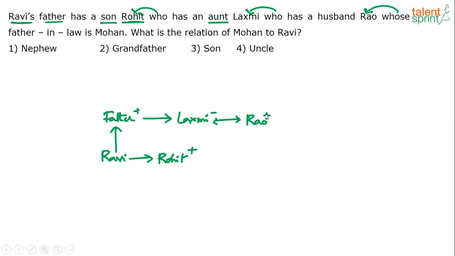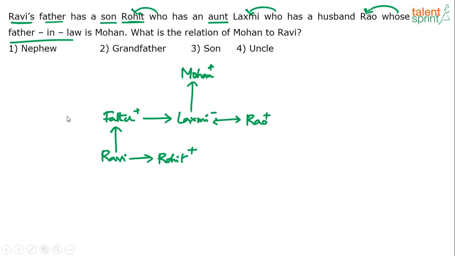Whose father-in-law is Mohan? Whose father-in-law means what? Rao's father-in-law. Rao's father-in-law is Rao's wife's father, right? So Lakshmi's father is Mohan, right? And Mohan, of course, is a male guy because he has used the relation as father-in-law. So that's the family tree, right? Ravi and Rohit are siblings. Ravi's father and Lakshmi are siblings. Lakshmi's husband is Rao, and Rao's father-in-law is Mohan, which means Lakshmi's and these kids' father is Mohan.